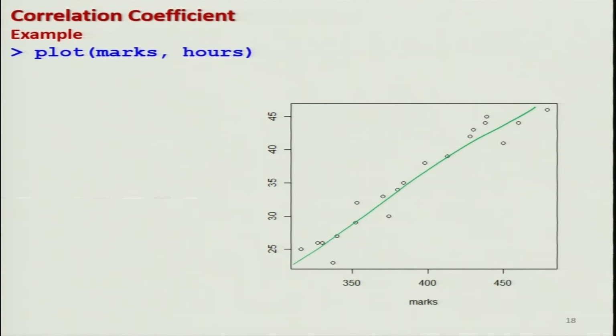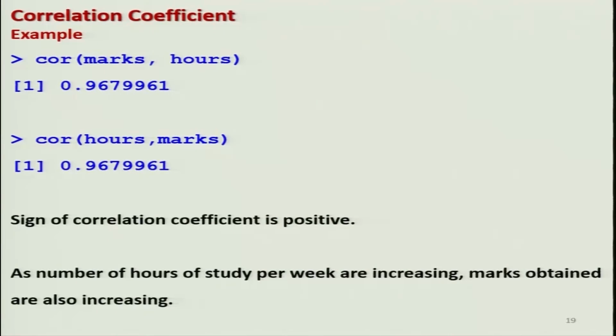So, this is the graphical view of how you can judge the value of the correlation coefficient. If you find the correlation coefficient between the marks and hours, you can see this value comes out to be 0.96, which is very high, close to 1. That is what is also indicated by this graph.